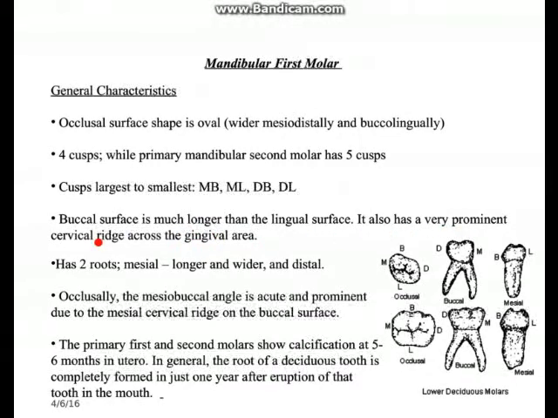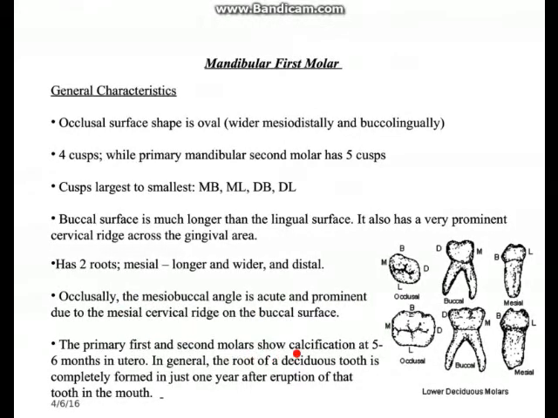It also has a very prominent cervical ridge across the gingival area. It has 2 roots, mesial and distal. The mesial is longer and wider. Okay. Occlusally, the mesiobuccal angle is acute and prominent due to the mesial cervical ridge on the buccal surface.